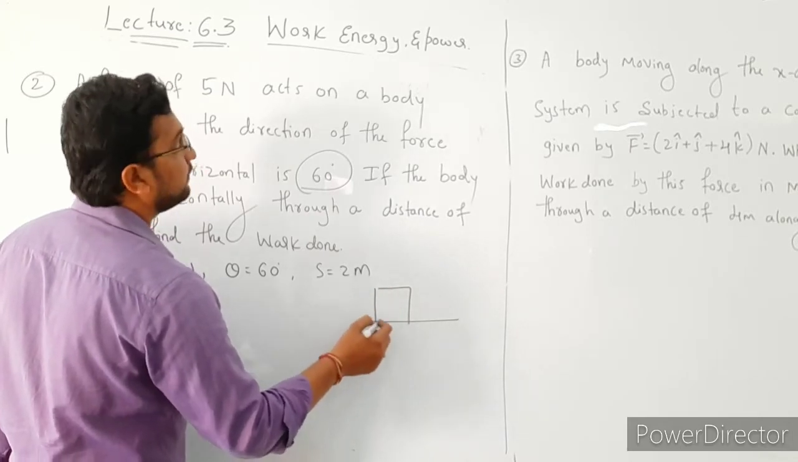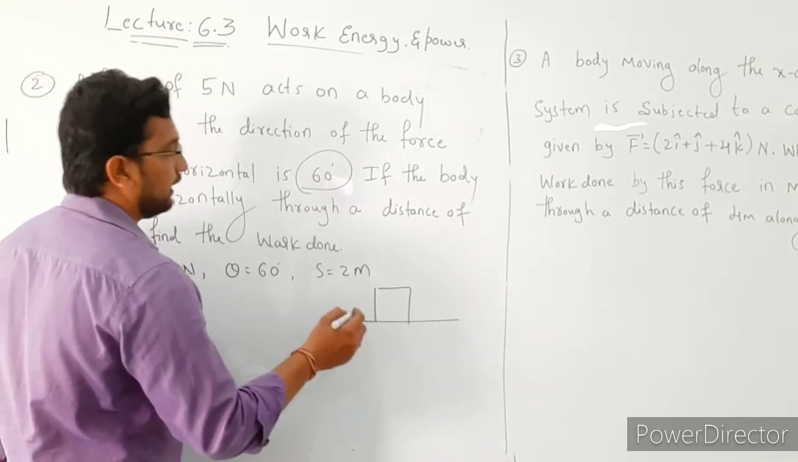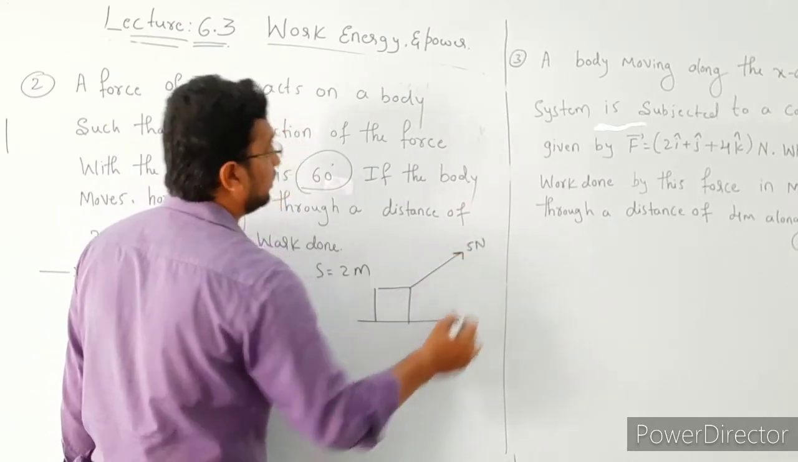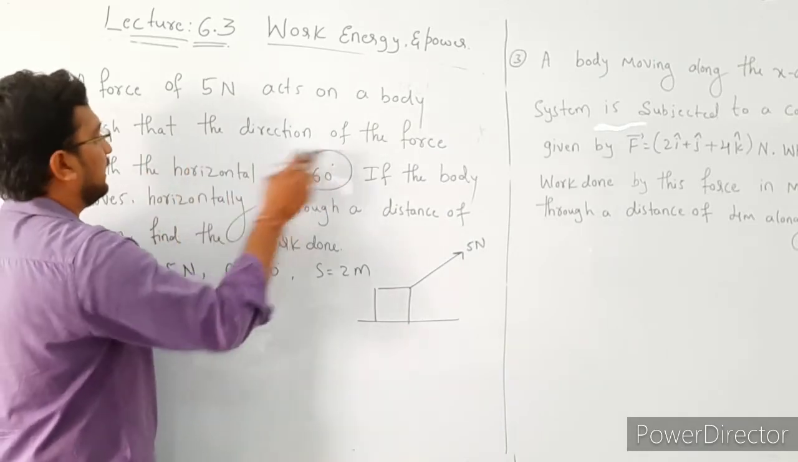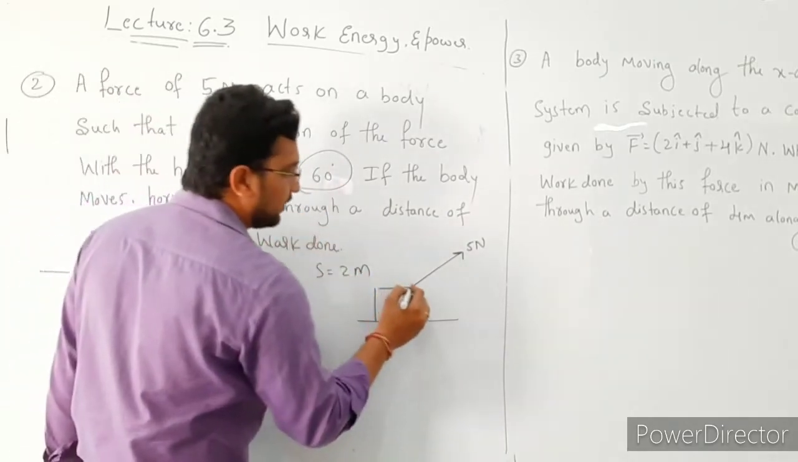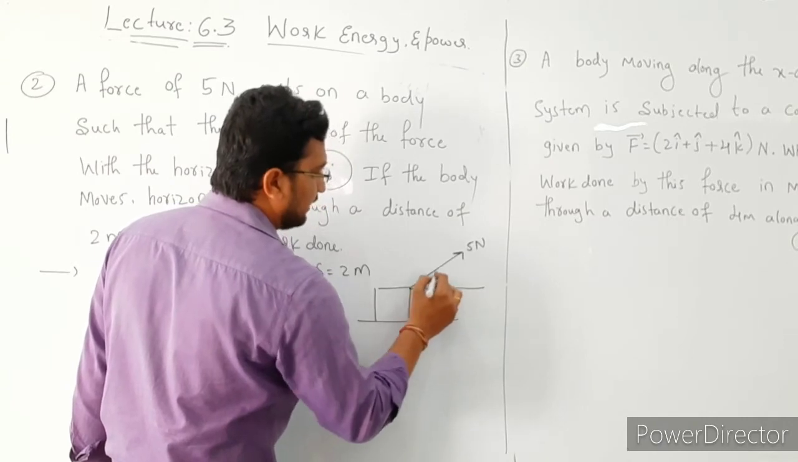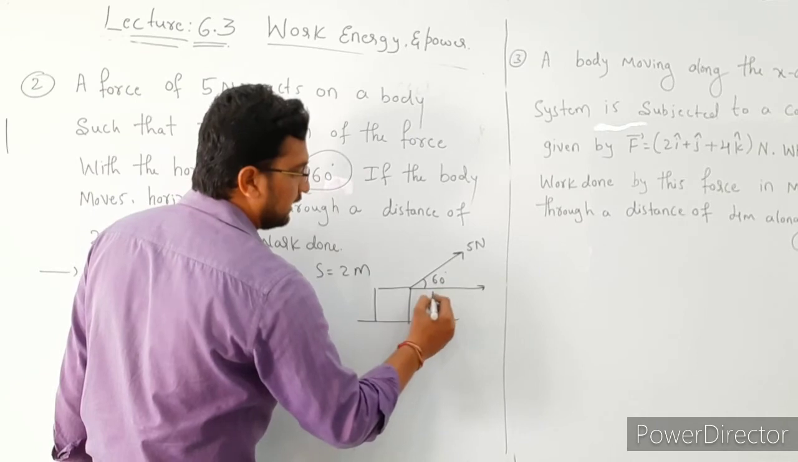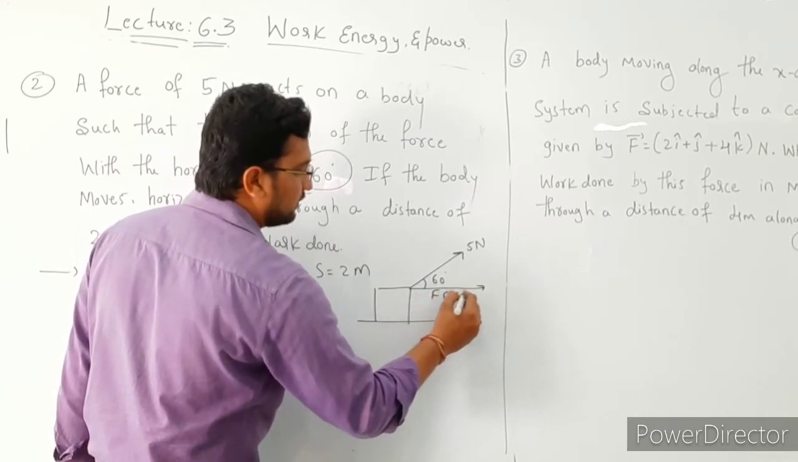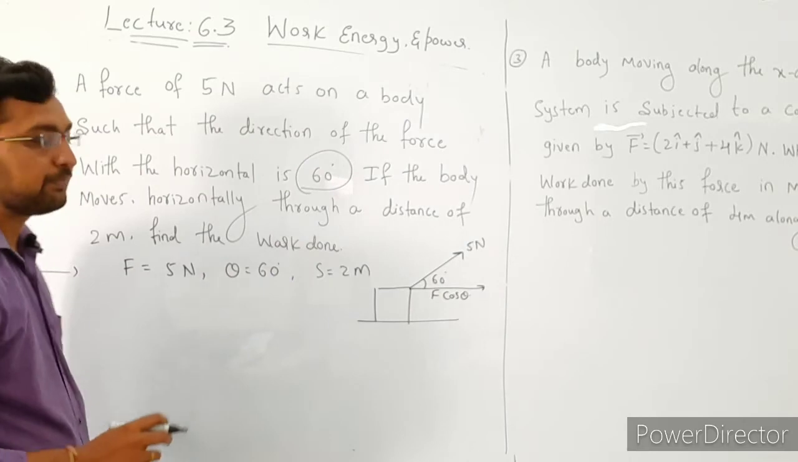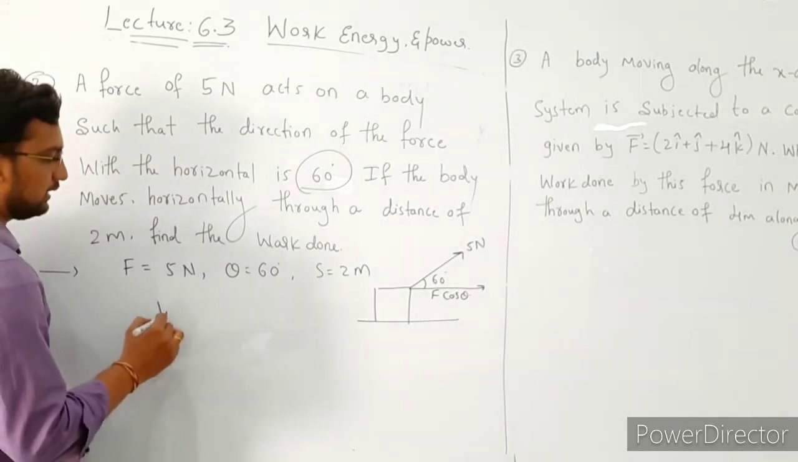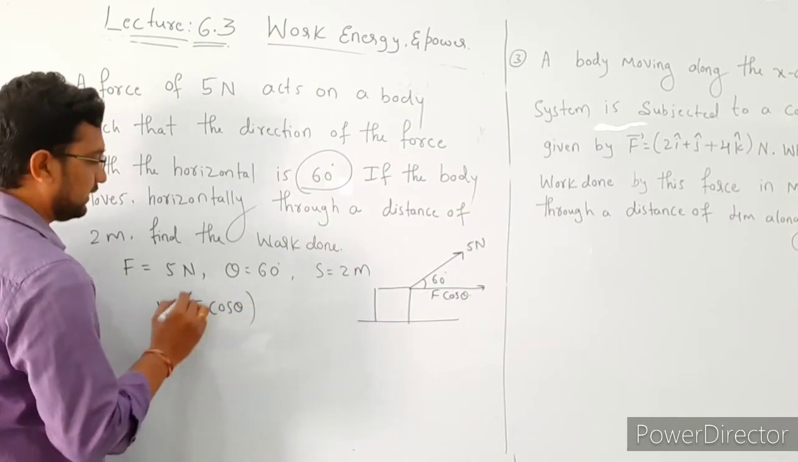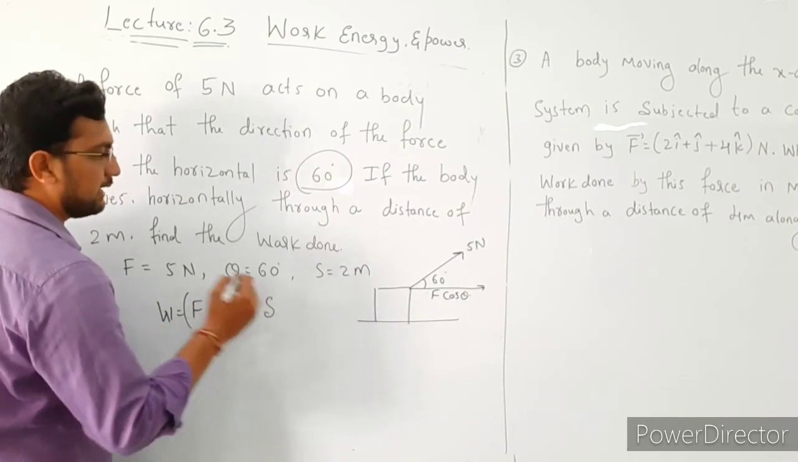The mass of the body is not given, so let us assume that it is M. The 5 Newton force acts on the body such that the direction of the force with the horizontal is 60 degree. This is the horizontal direction and this is the 60 degree. Then the horizontal component of the force is F cos theta. Due to this force the body displaces. Here we are going to find out the work done. So work done is equal to F cos theta into displacement S.